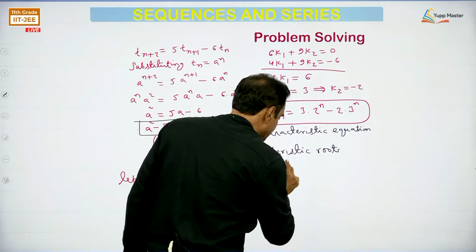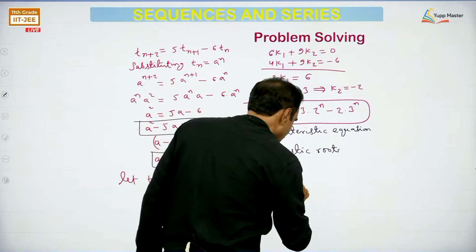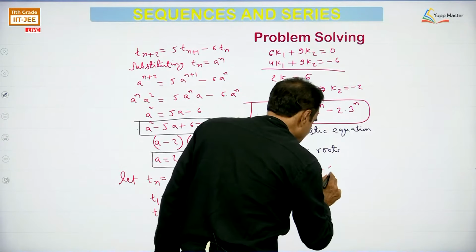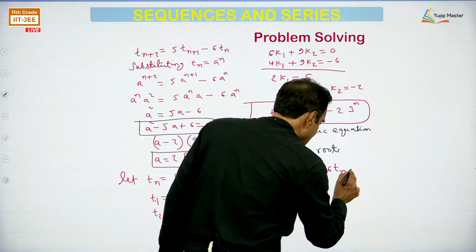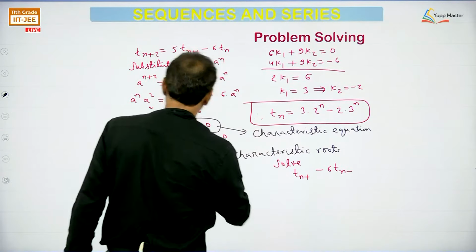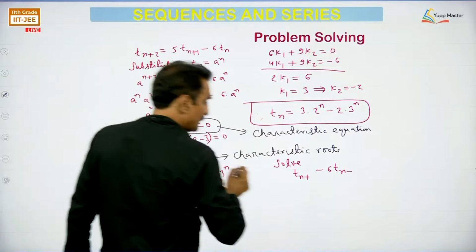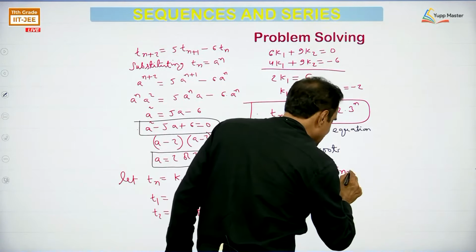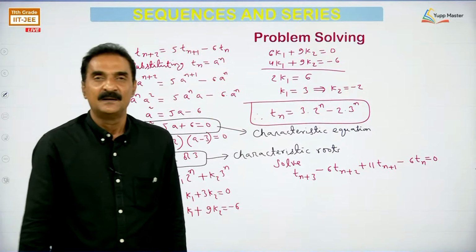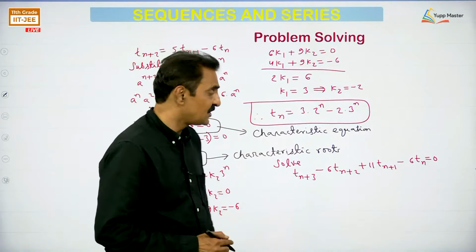Solve: Tn plus 3 minus 6 Tn plus 2 plus 11 Tn plus 1 minus 6 Tn is equal to 0. Not n plus 2, n plus 3, 4 consecutive terms, no? This is the recurrence relation. Okay. Now, how to solve?